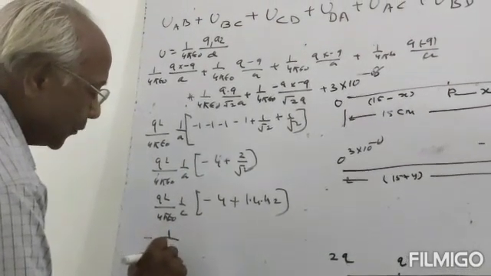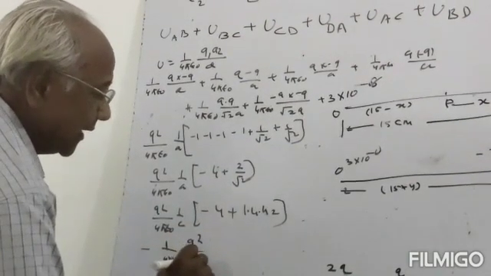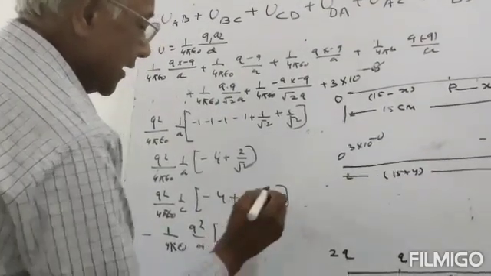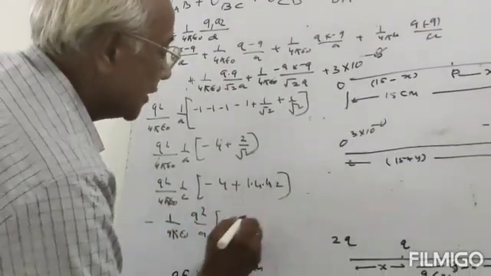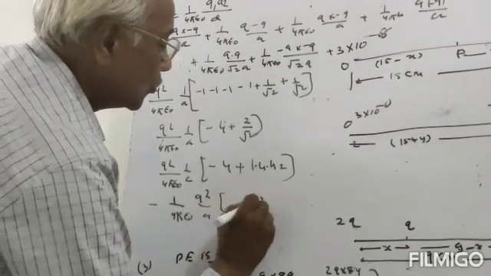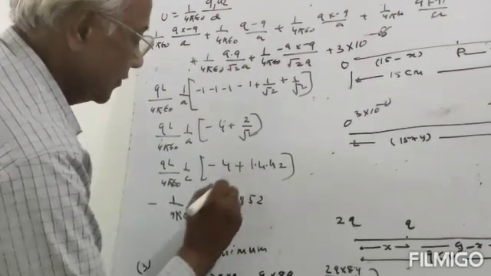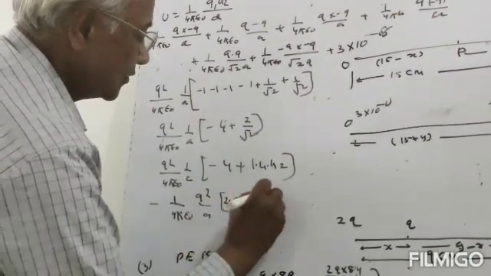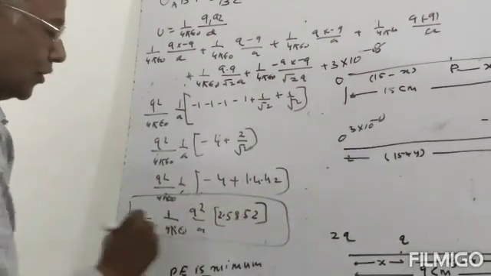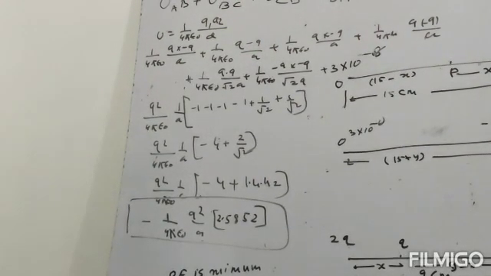So this will be equal to minus 1 divided by 4 pi epsilon 0 q square divided by a into 4 subtract with the negative sign, it will be equal to 2.585. So this will be the total energy of the system. So in this way we can find the total energy of the system.